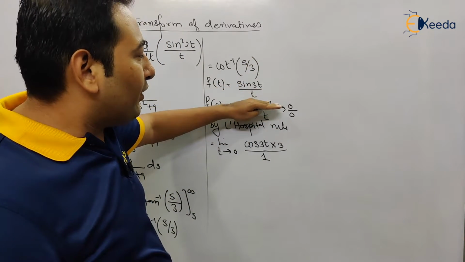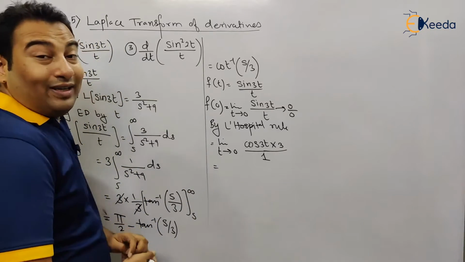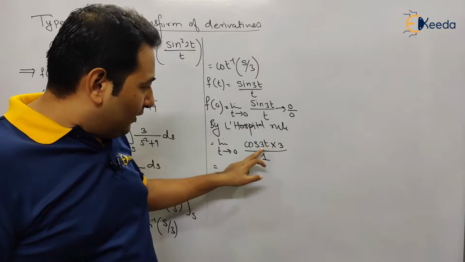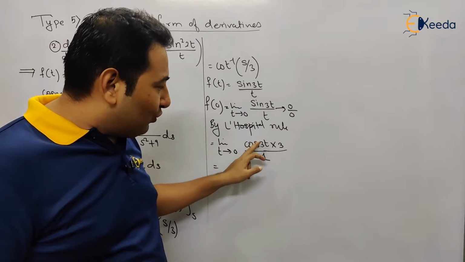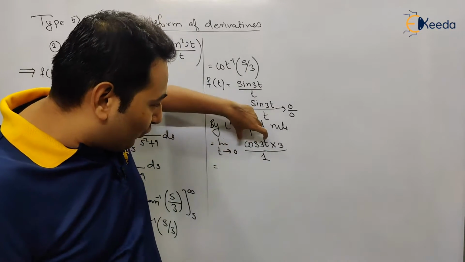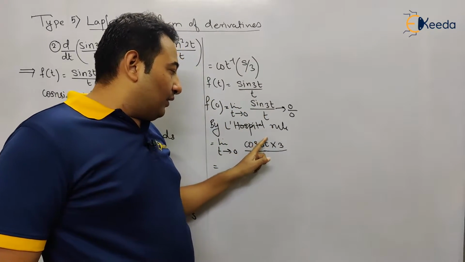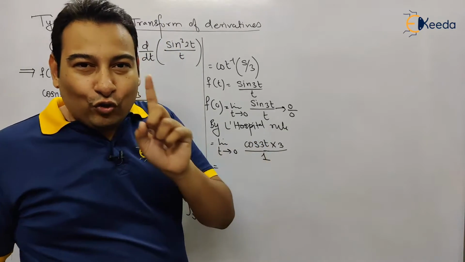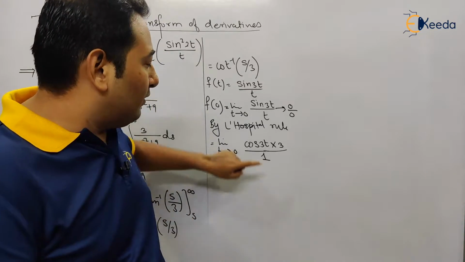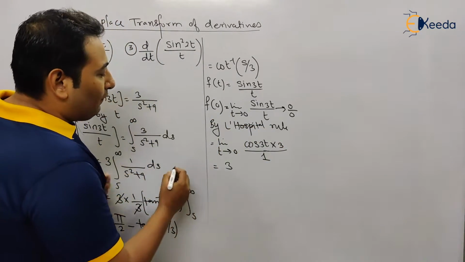Individually, numerator derivative different, denominator derivative different. Let us put the limits. If we put t as 0, this angle will become 0. This will become cos 0, and cos 0 we know is 1. So this will become 1. So basically the answer is 3. How? This is 1. 3 upon 1 is what? 3. This is the value of f of 0.